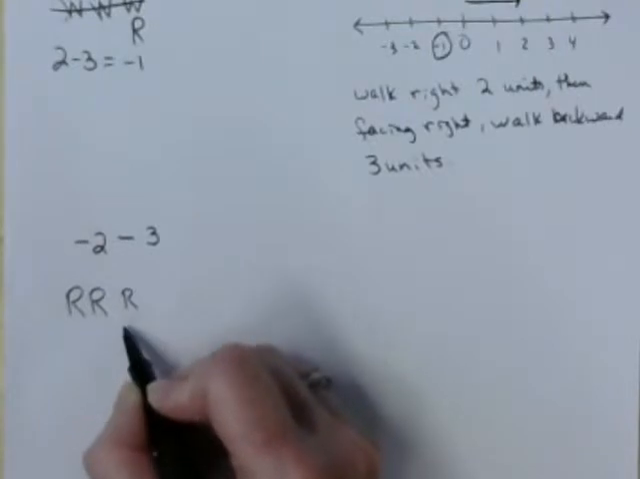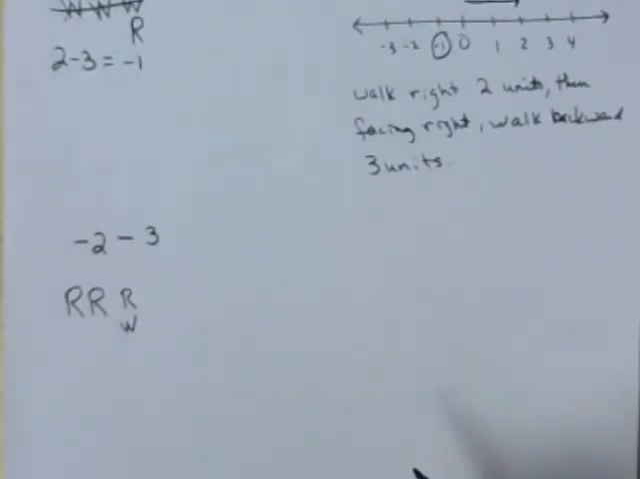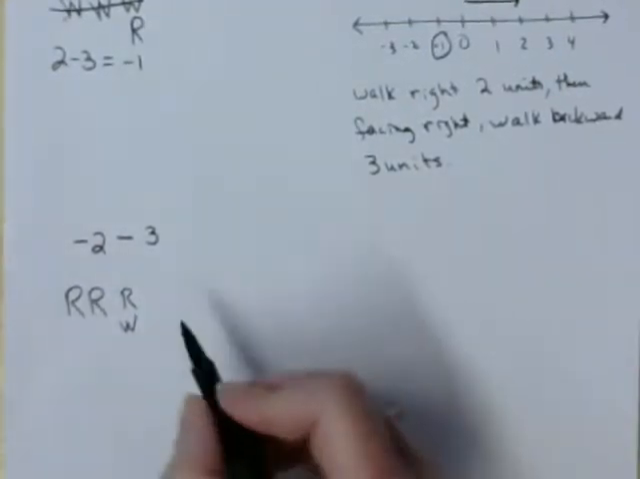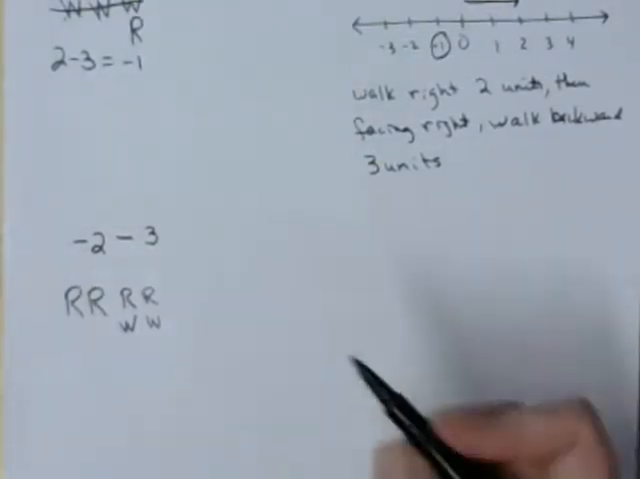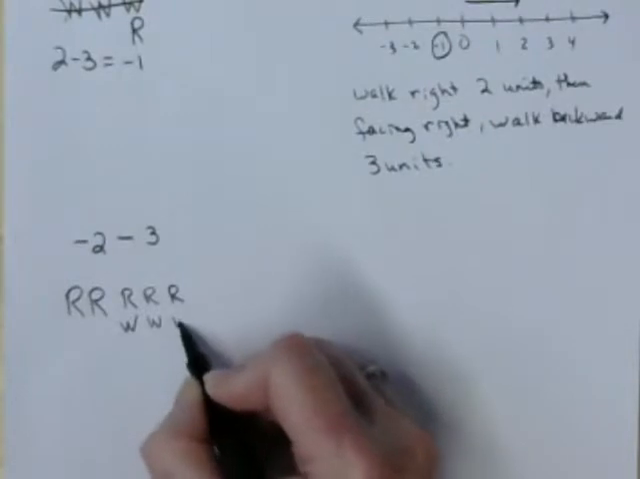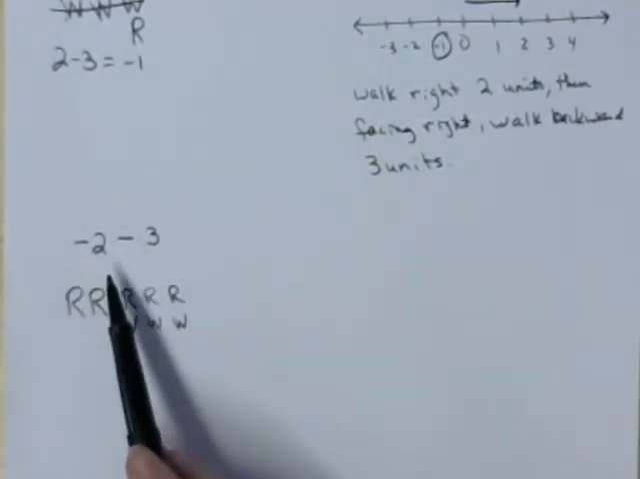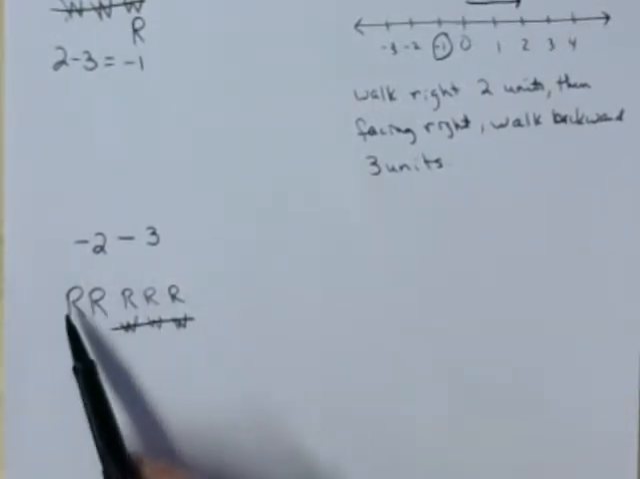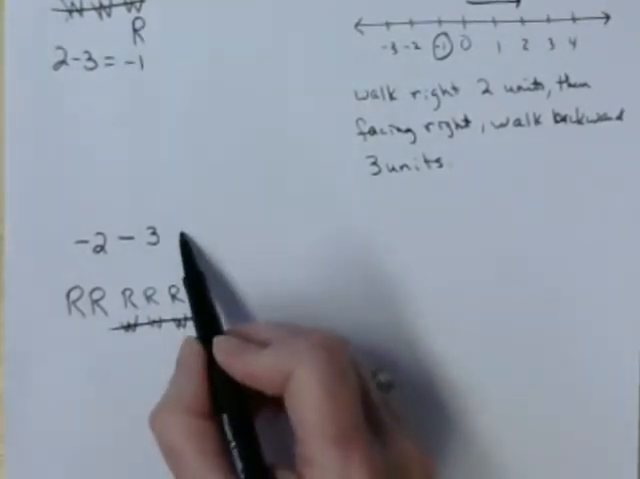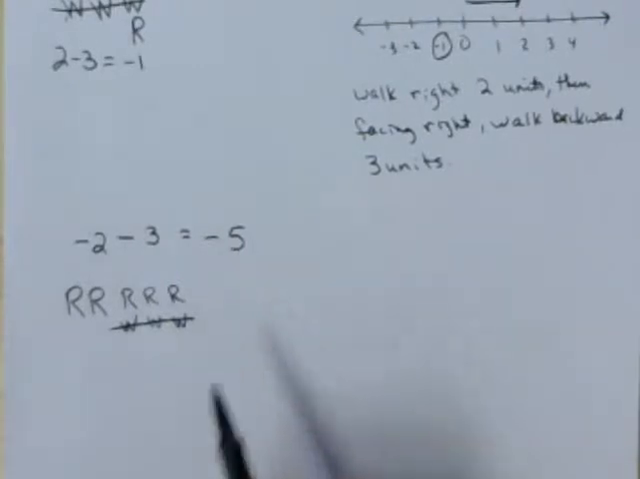So I'm going to add 1 pair. Well, that still doesn't give me 3 whites. So I'm going to add another 0 pair. Still don't have 3 whites. We're going to add 1 more. And now I can do the required action, which is to take away 3 whites. So I'm going to cross off those 3 whites. That leaves me with 5 reds, so my answer then is negative 5.